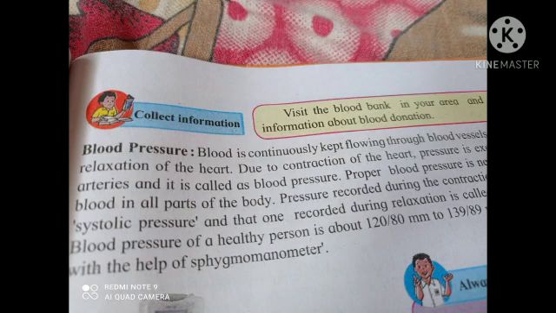We will see blood pressure. The force of flowing blood which is exerted on the arteries wall is called blood pressure. Due to contraction of the heart, the blood pressure is created on the arteries. Blood pressure is described as 120 to 80 in medical terms.